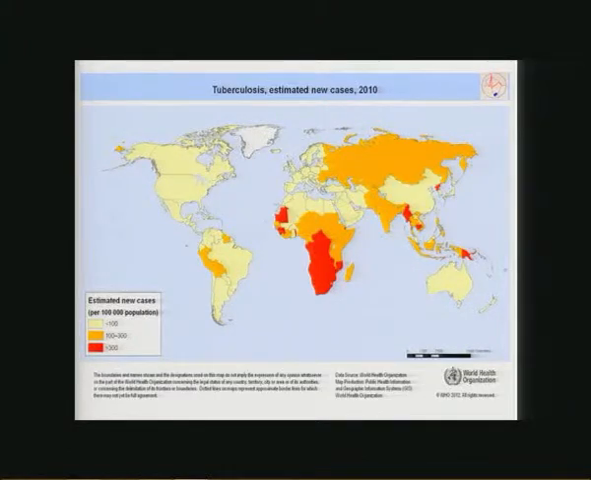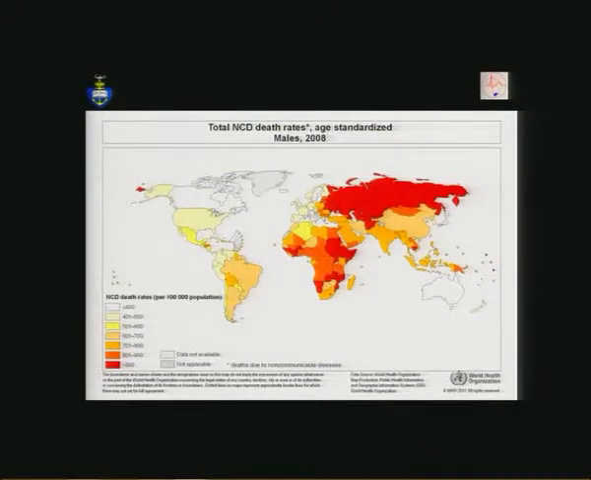And then finally, this is a similar map, but this time showing case fatality rates from non-communicable disease around the world. And again, to highlight that the same areas that had a very high burden of HIV, very high burden of TB, also have high case fatality rates from non-communicable disease.